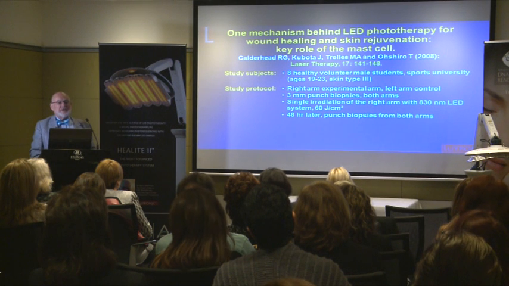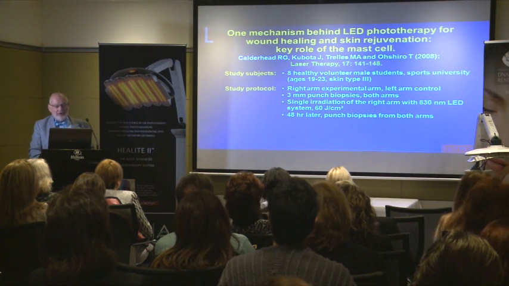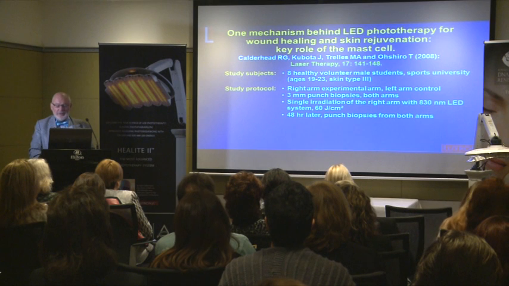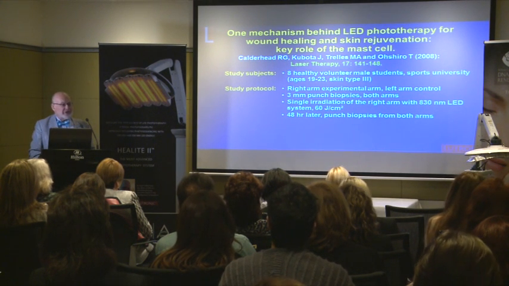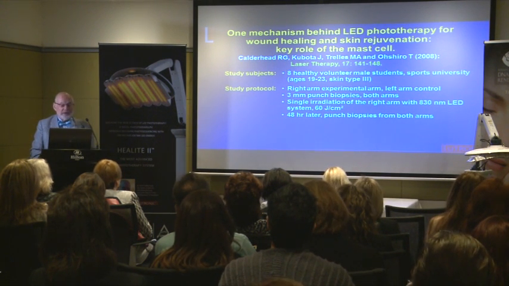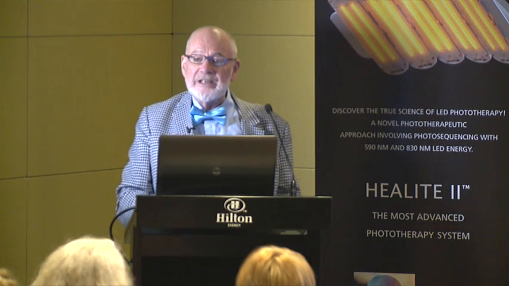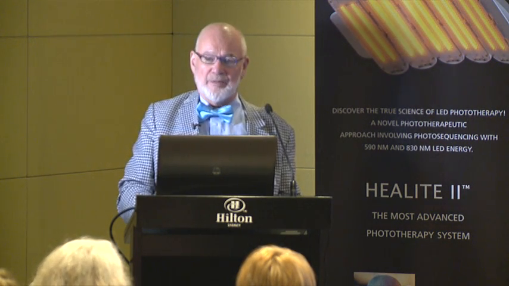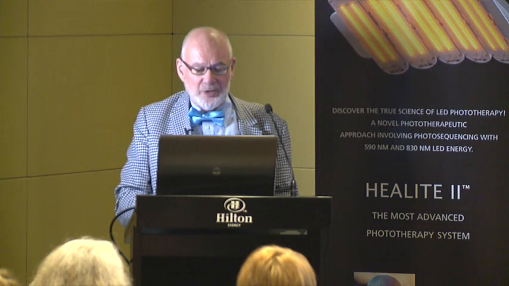Then there was one single irradiation of the right arm with the LED system, giving 60 joules per square centimeter, which is the recommended dose of the Healite. 48 hours later, punch biopsies were taken from both arms, the irradiated and the control.